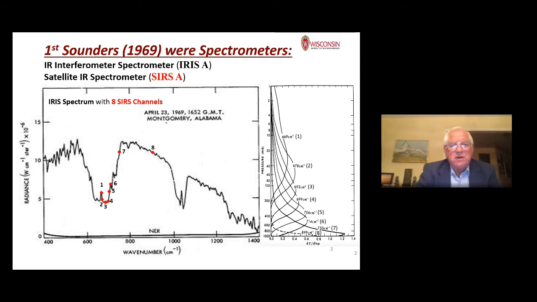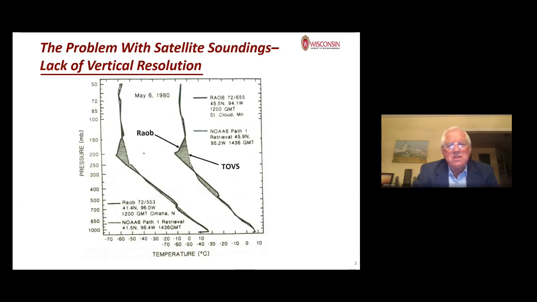So these were the first two instruments, and they were successful. They were quite good in that the radiance measurements were very accurate. Some improvement in forecasting took place, but not as much as we had hoped. The reason we didn't get much improvement in forecasts with these data was because they had very poor vertical resolution.